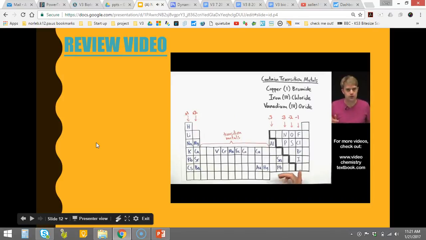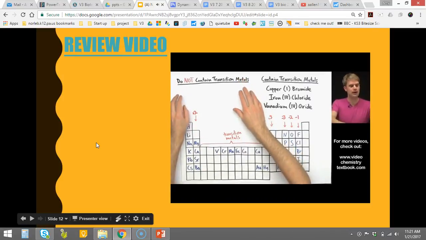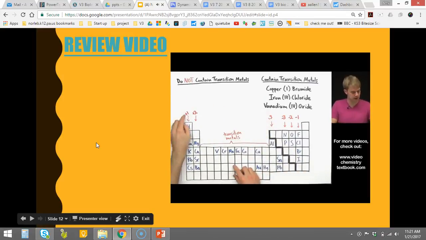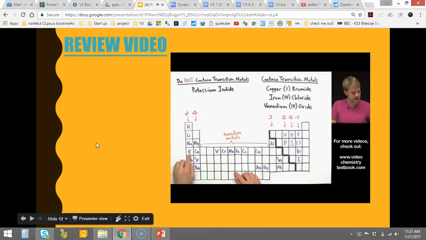Now, on the other hand, we don't use Roman numerals when we're naming compounds that don't contain transition metals, that contain, for example, the metals over here. Take potassium iodide, for example. Potassium, K, is in this column. It's in the 1+ column, which means that in an ionic compound, potassium always makes an ion with a 1+ charge. That's the only choice. It can only be 1+.